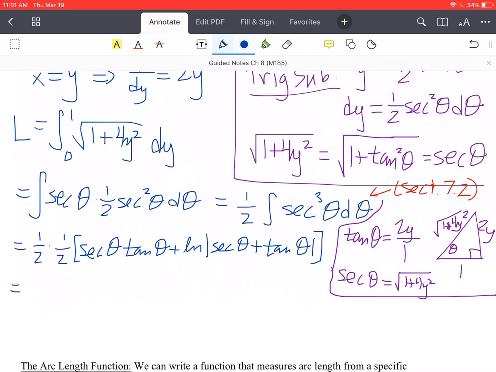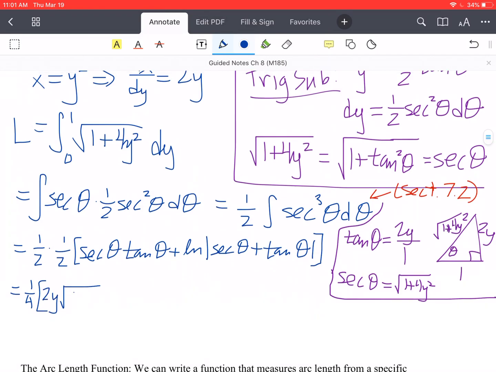So this is 1/4 secant theta tangent theta. So tangent theta is 2y. Secant theta is the square root. So this is 2y times the square root of 1 plus 4y squared. And then plus ln of the absolute value of secant theta, so that's square root 1 plus 4y squared, plus tangent theta, so plus 2y.